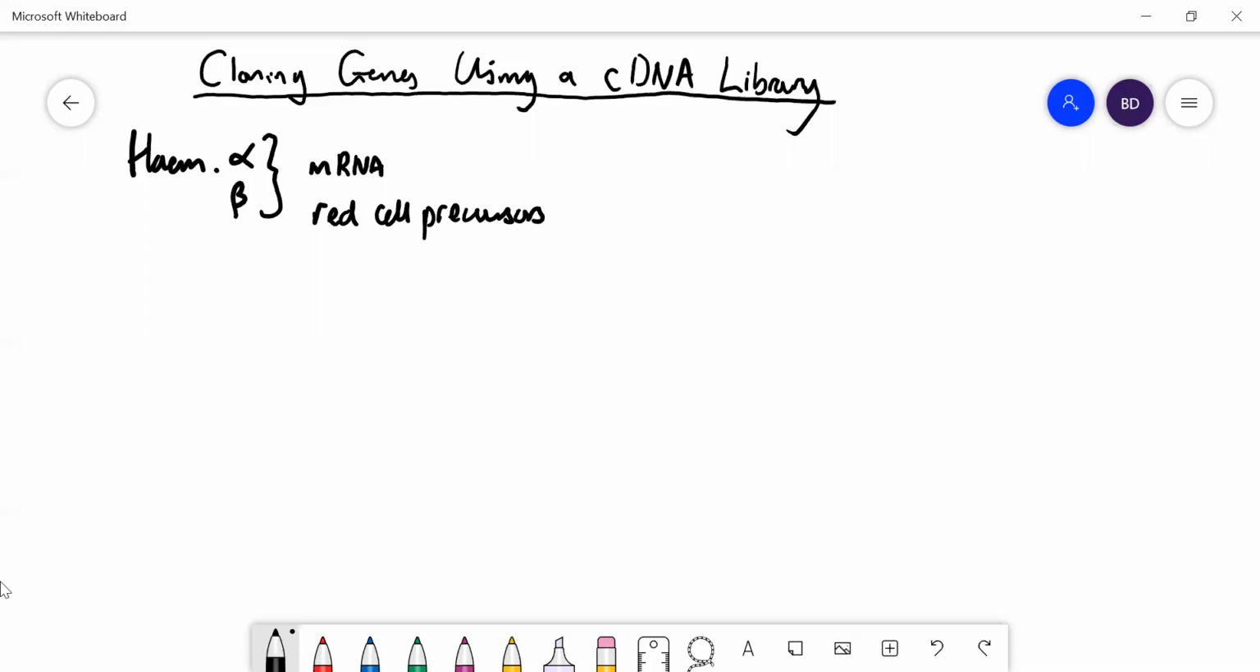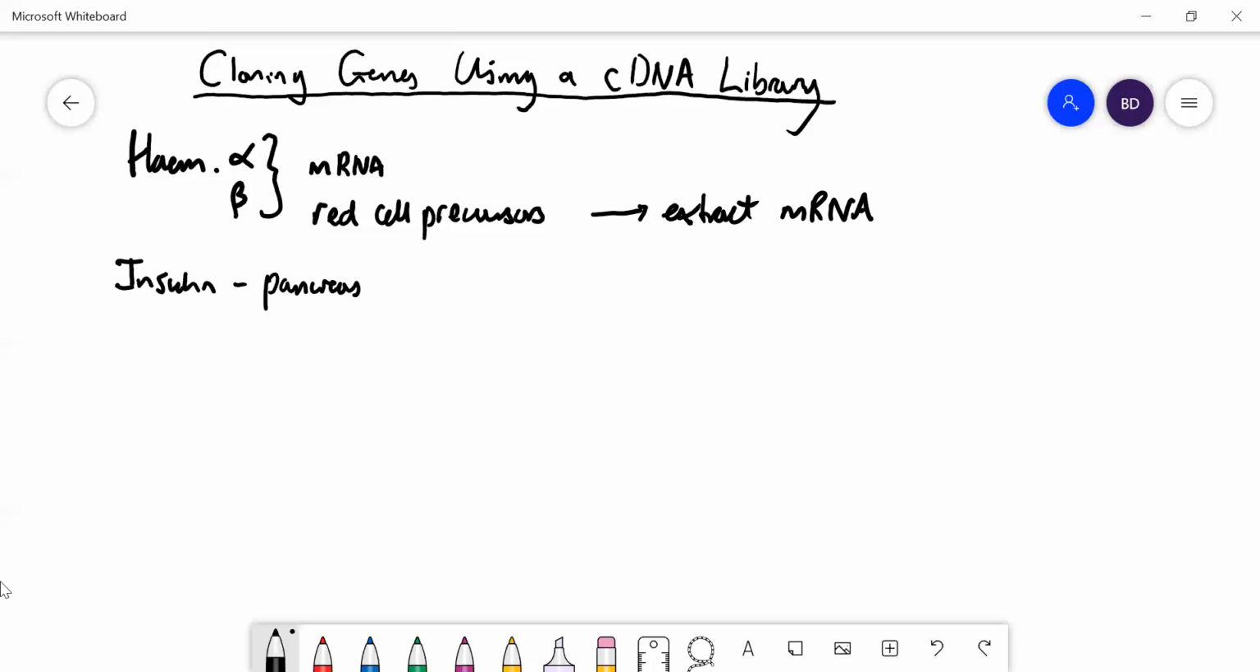If you wanted to, on the other hand, clone the gene for insulin, then you probably want to get a bit of pancreas tissue, because that's where insulin is. The beta cells of the pancreas are making loads of insulin, so they'll be making a lot of mRNA. Okay, so depending on which genes you're really interested in, you choose your tissue accordingly. And then what you've got to do then is extract the mRNA from the cells, which isn't too difficult.